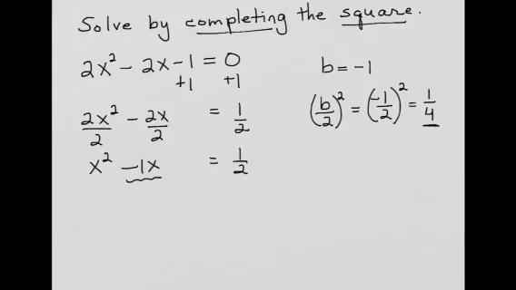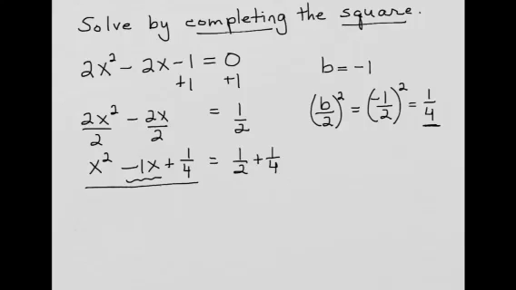So this is the number that will complete the square. It will give me a perfect square trinomial on the left-hand side. So I add 1/4. It's always going to be adding. We never subtract that last term there. So plus 1/4 on the right-hand side.